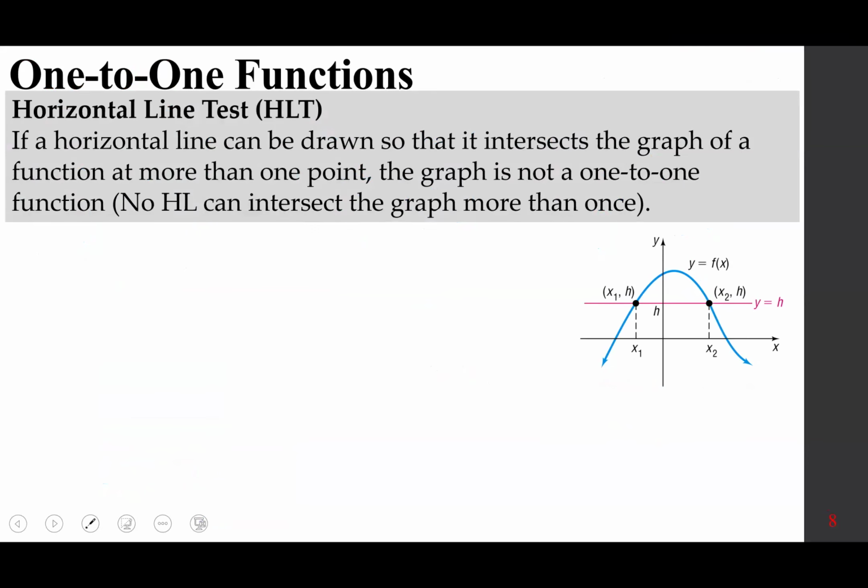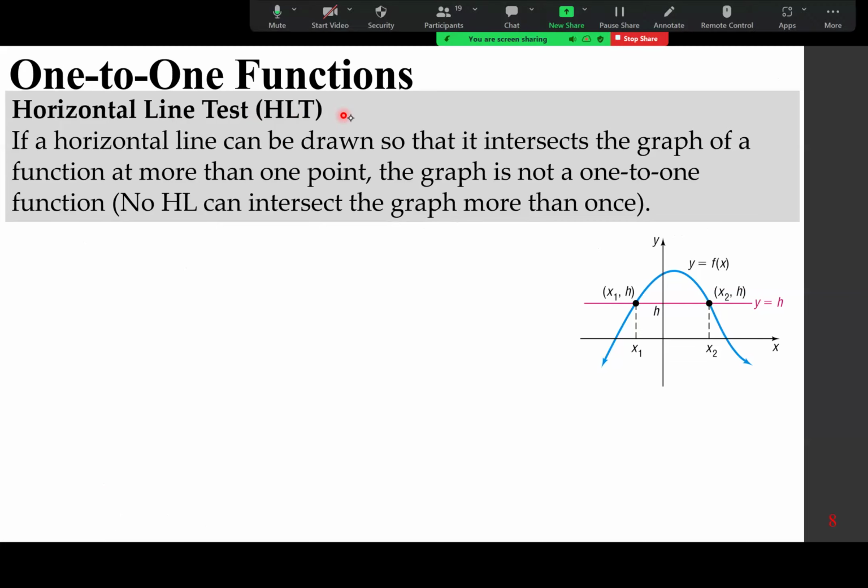Continuing with one-to-one functions, the horizontal line test, HLT. If a horizontal line can be drawn so that it intersects the graph of a function at more than one point, the graph is not a one-to-one function. No horizontal line can intersect the graph more than once. In this example, that means the y coordinate is the same for this point and this point.